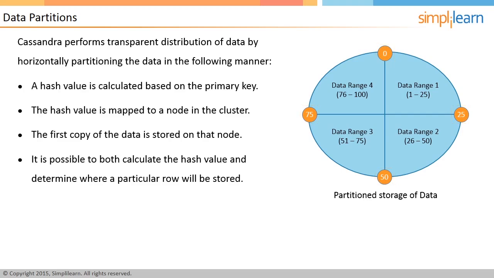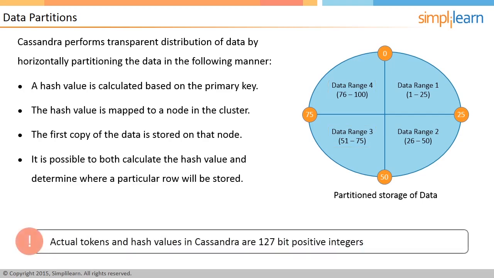For a given key, a hash value is generated in the range of 1 to 100. Keys with hash values in the range 1 to 25 are stored on the first node. 26 to 50 are stored on the second node. 51 to 75 are stored on the third node, and 76 to 100 are stored on the fourth node. Please note that actual tokens and hash values in Cassandra are 127-bit positive integers.